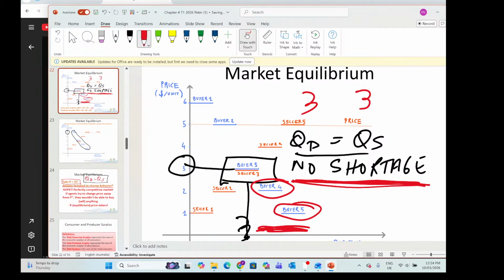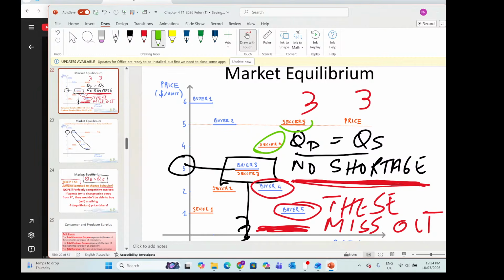It doesn't mean everyone is happy, because these people miss out. So buyer 4 and buyer 5, they miss out because they're not getting the product, and seller 4 and seller 5, they miss out because they're not getting to sell the product. So when we say there's no shortage, we're not saying there's no problem. We're just saying the demand equals supply and the price isn't changing. That's what we mean when we say there's no shortage or surplus.